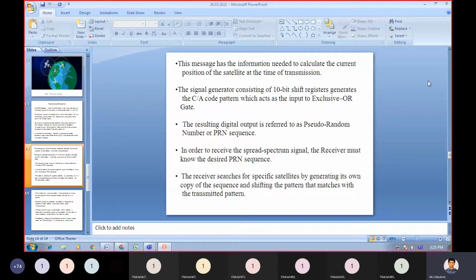This message has the information needed to calculate the current position of the satellite at the time of transmission.